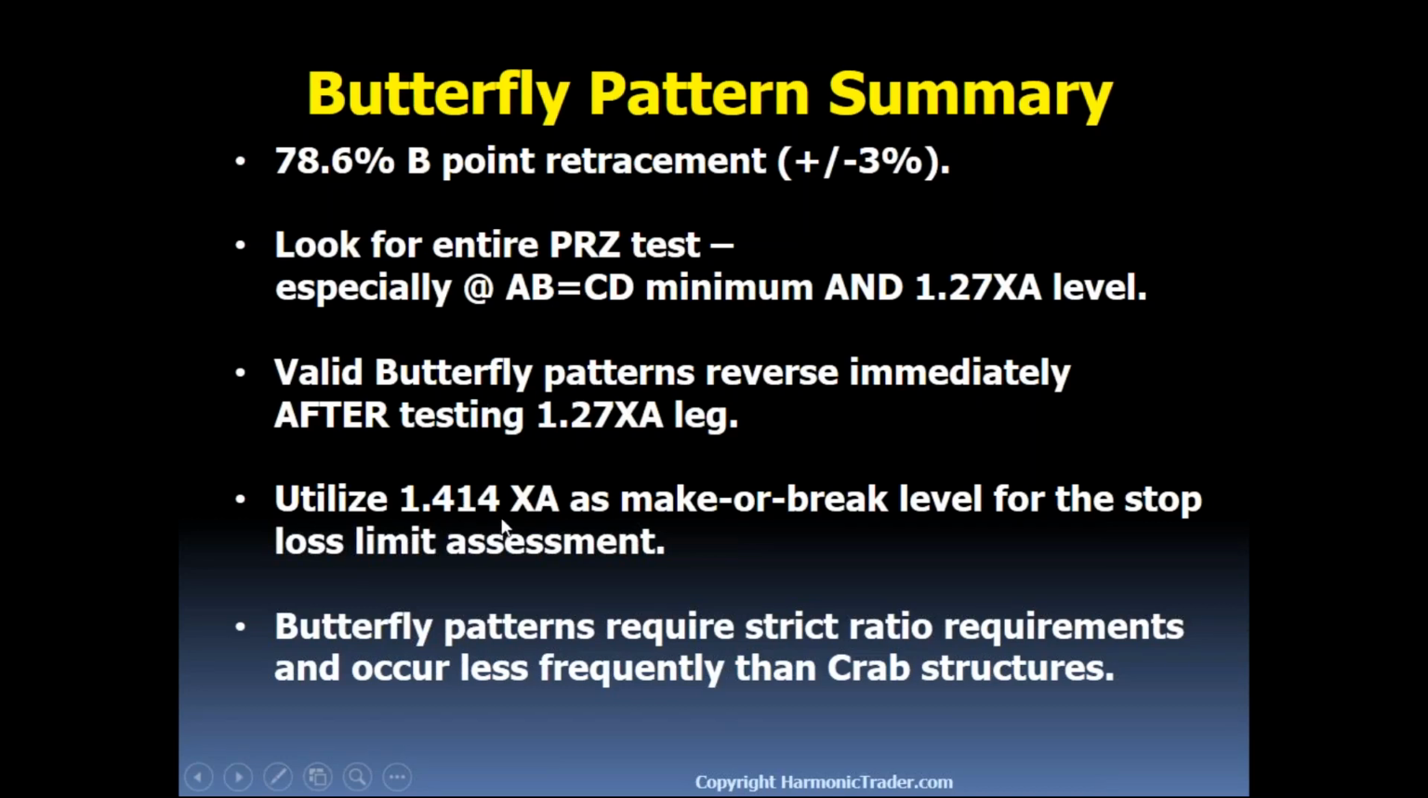Utilize the 1.414 XA. That's the make or break for the stop loss limit. Now remember, butterfly patterns require strict ratio requirements and occur less frequently than crab structures. It all depends on that B point.